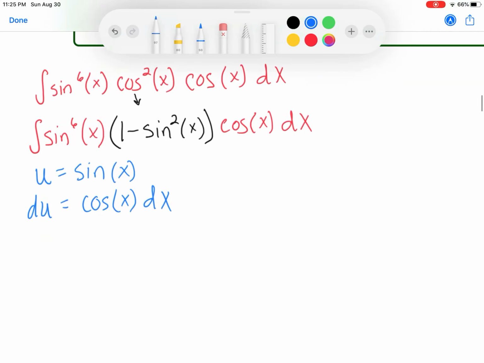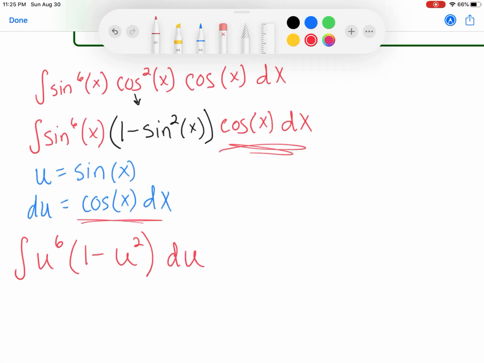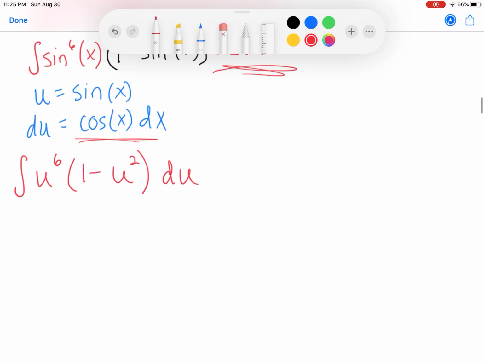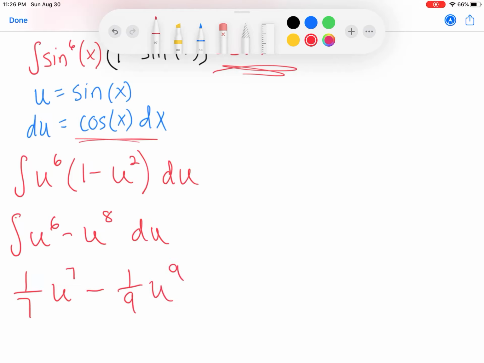Awesome. Now let's go ahead and do our u-sub. If we do our u-sub, we're going to have the integral of u to the sixth times 1 minus u squared. And then what is this? Oh, isn't that nice? That's just du. Cosine x dx, that's just du. So boom, there's du. Awesome. Way easier. Now let's simplify as much as we can and then find the antiderivative. If I distribute u to the 6th into my parentheses there, I'm going to have u to the 6th minus u to the 8th du. Now let's find the antiderivative. That's going to be 1/7 u to the 7th minus 1/9 u to the 9th.